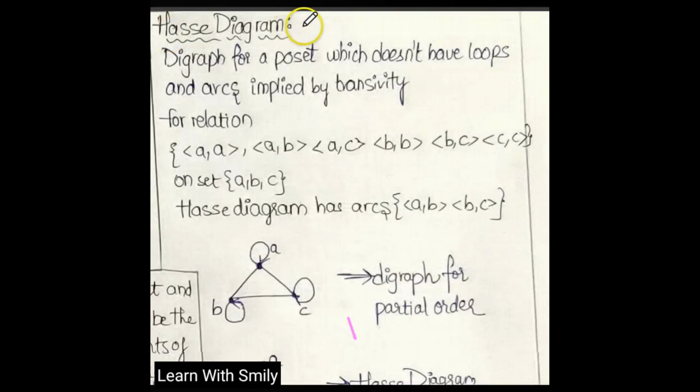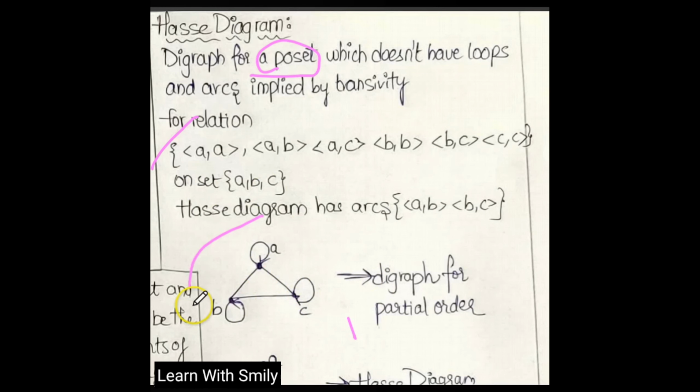Coming to the Hasse diagram, the Hasse diagram is the representation for a poset, a partially ordered set, which doesn't have any loops and edges that are implied by transitivity. Suppose here we are taking a set ABC, and this is the relation for that set. (A, A), it is having a loop. (A, B), it is directed here. (A, C). (B, B), there is a loop. (B, C), there is an edge, and (C, C), there is a loop, right? So this is the diagram we have.